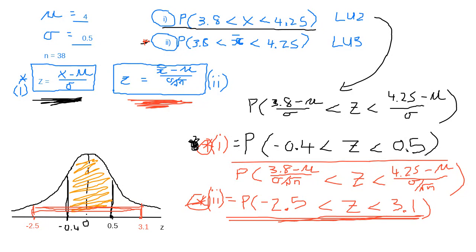It's the probability of the sample mean, x bar, being between 3.8 and 4.25. That has the bigger probability. Does that make sense, everyone?